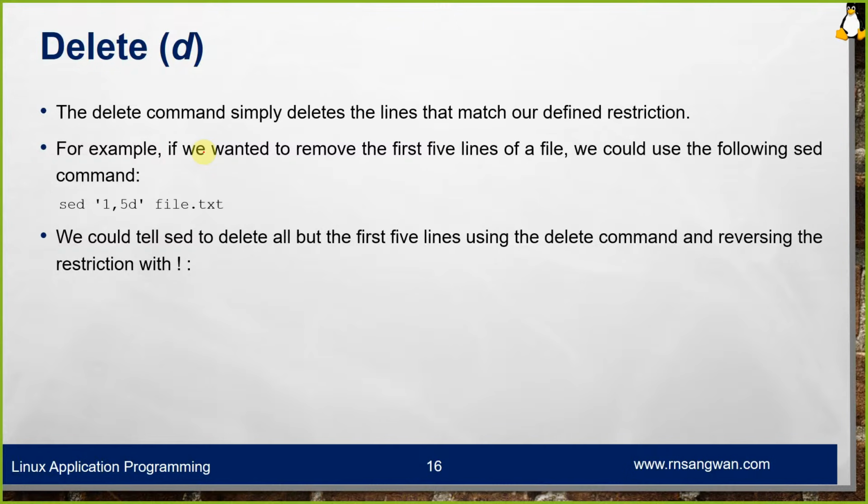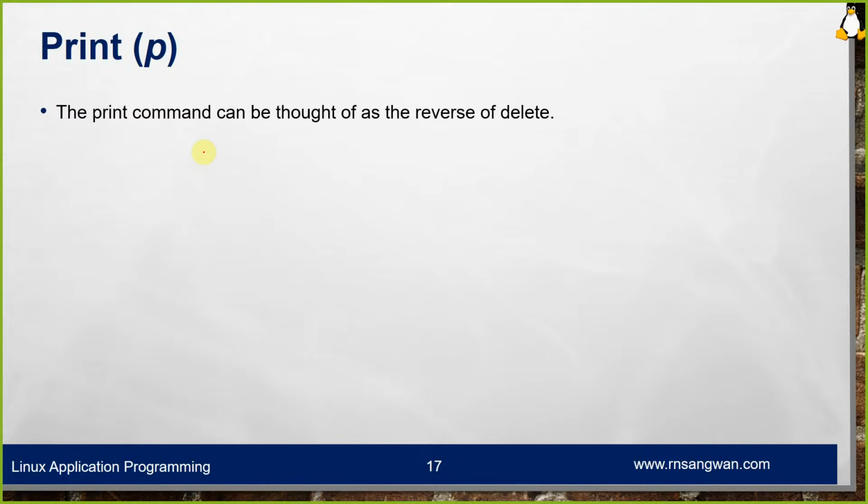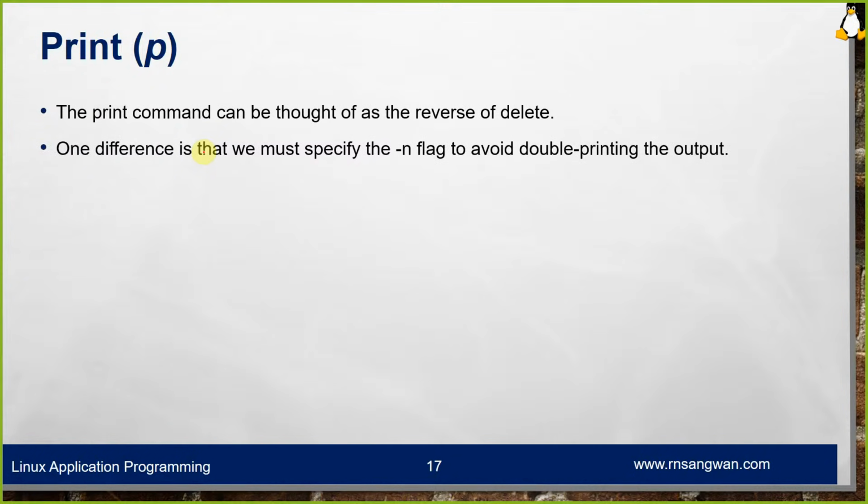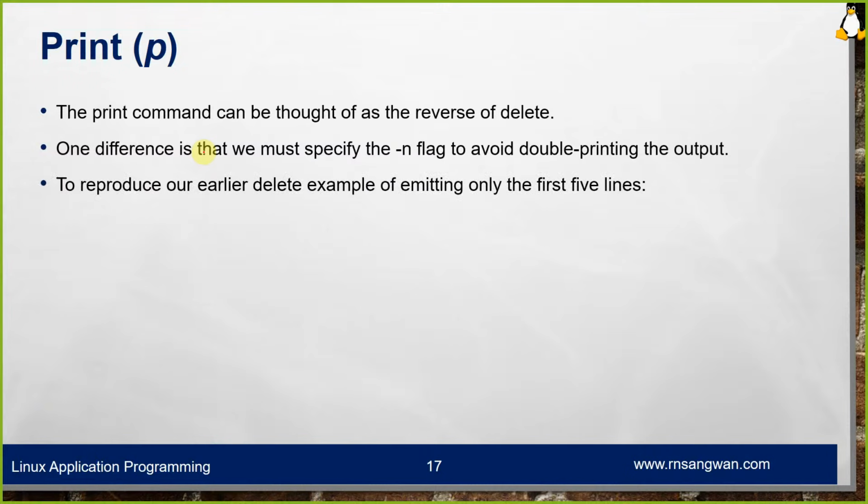We could tell SED to delete all but the first 5 lines using the delete command, reversing the restriction with an exclamation mark, negation. That can be done. So we have understood that also. Then we have the print command, P. The print command can be thought of as the reverse of delete. One difference is that we must specify the -n flag to avoid double printing the output. To reproduce our earlier delete example, emitting only the first 5 lines, we could use -n 1,5p file.txt, so it will print the first 5 lines of the file, not the rest of the lines.